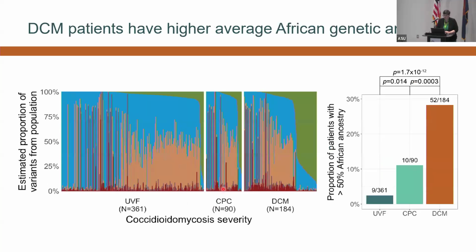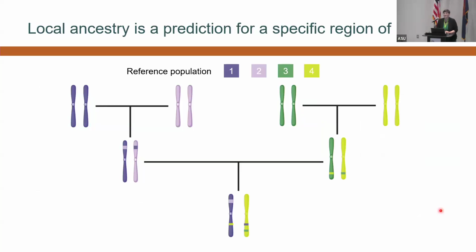And when we segregate again by severity, we see that individuals within this green, which is also African genetic ancestry here, are significantly more likely to have disseminated disease than they are to have uncomplicated disease. So individuals with high proportions of African ancestry are much more common in our disseminated group than they are in our uncomplicated group. So the final piece that you need to know to understand the GWAS results is local ancestry.